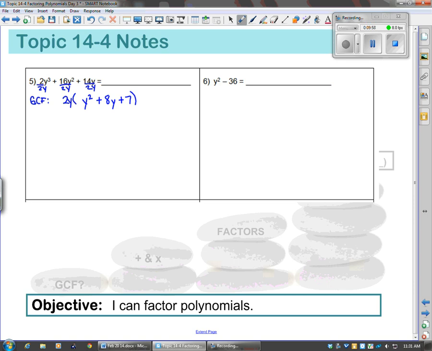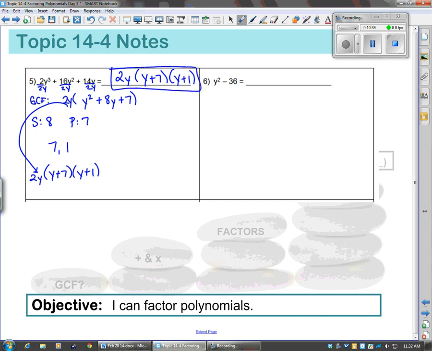So I pulled 2 and y out of there. Next thing, my sum is 8. My product is 7. I hope that y'all don't even have to type this on the calculator. Two numbers that multiply to equal 7 and add to equal 8 would be 7 and 1. So my factors are y plus 7 and y plus 1. But remember that GCF has to come join us. So my final answer is 2y on the outside, y plus 7 times y plus 1. You should feel like a big kid. This is like big kid math.